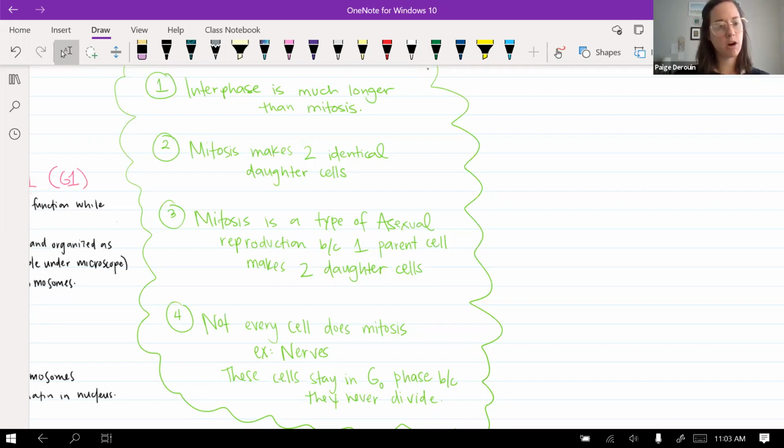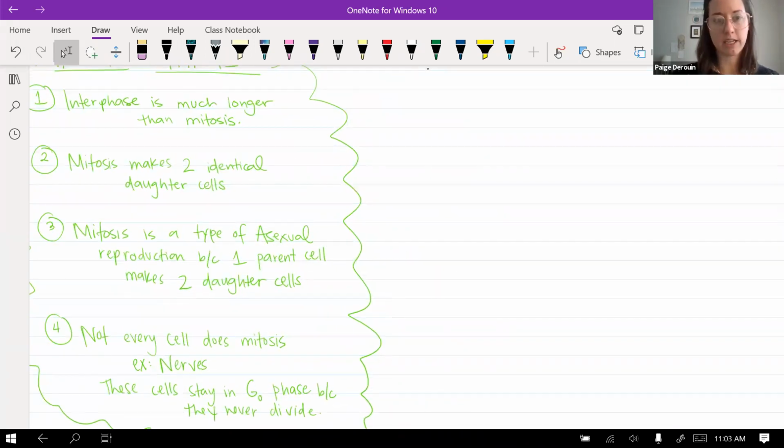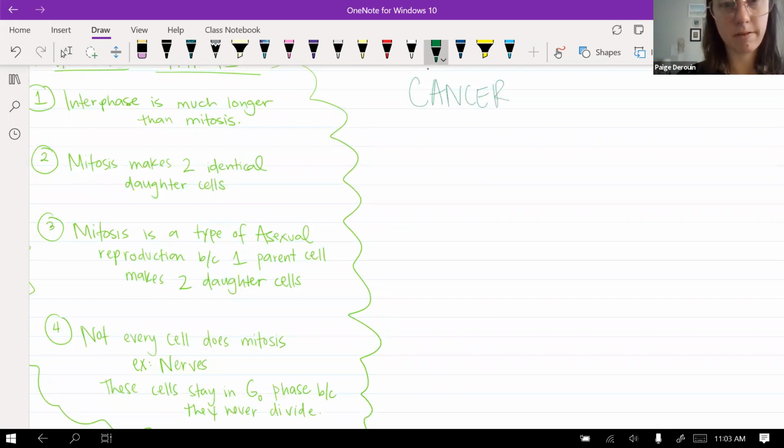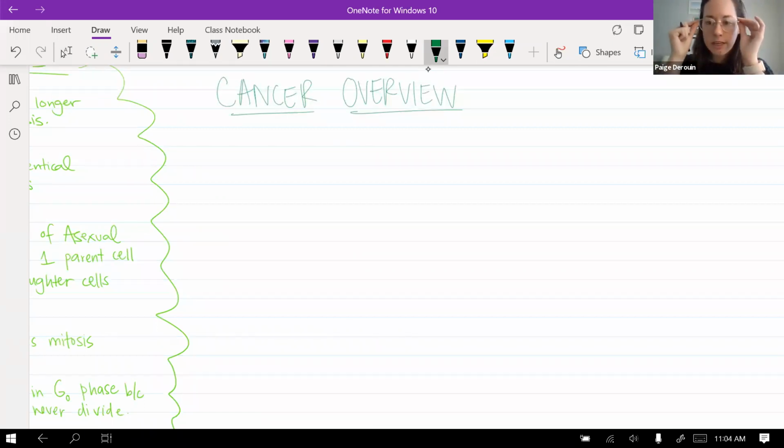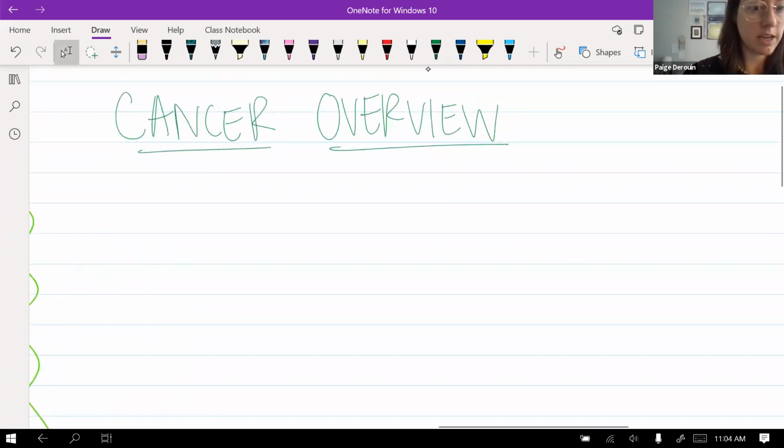Okay, just as a preview for tomorrow, the last thing I want to write is a little bit of stuff about cancer. So just come over to the side, and I'm going to say cancer overview. Cancer is a cell that is dividing out of control. So it's making tons and tons of copies of itself. When it makes tons and tons of copies of itself, that is a tumor, a giant clump of cells that are dividing too fast.